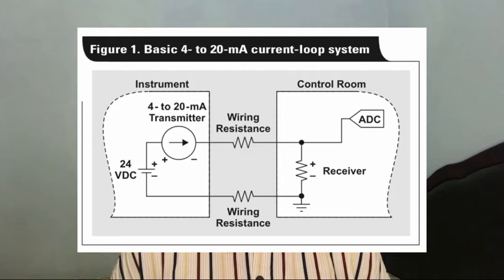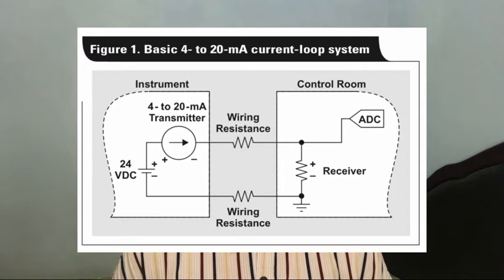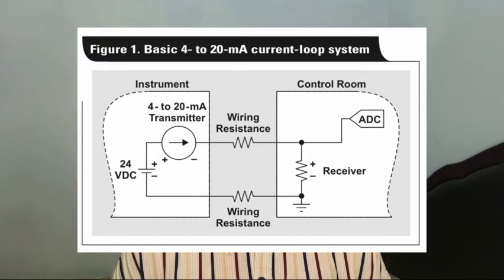A semi-regulated 24 VDC source provides power to the current loop and to the transmitter element. The transmitter measures the signal of interest, such as temperature, pressure, and many others, and outputs a 4 to 20 mA current that is proportional to the signals.